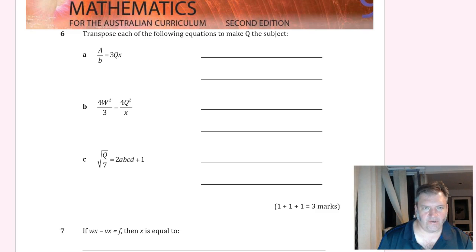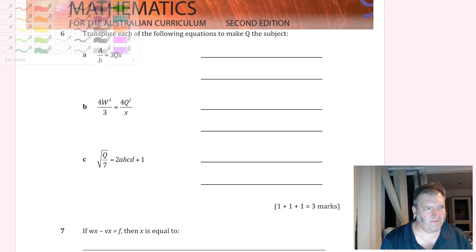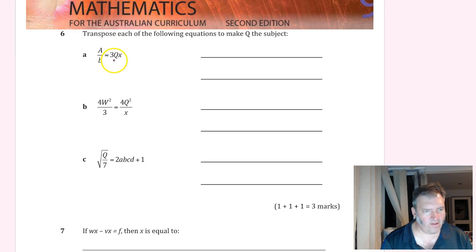Alright, only a couple of questions to go in part B of Test C for Chapter 2. Transpose each of the following equations to make Q the subject. Well, this is 3 times Q times X, so to get Q on its own, I just have to undo what's happening to it. It's being multiplied by 3x. If I divide by 3x, that will work, won't it?